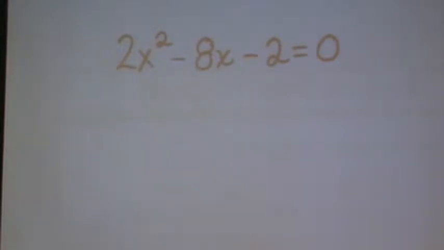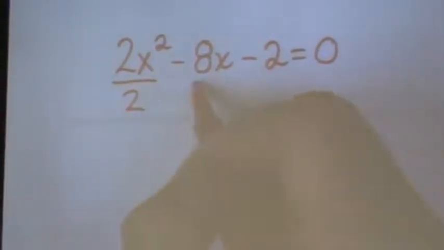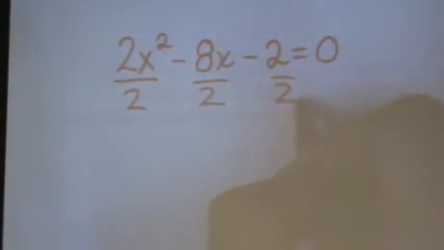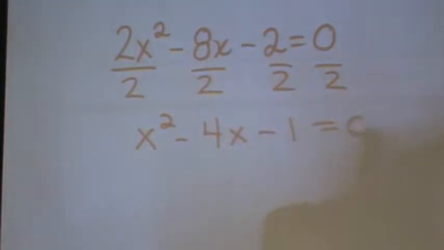What's the first thing you do to complete the square? You distribute. Get rid of the 2 so that's not anything. Get rid of this first. You want an A value of 1. So first divide everything by 2. So you get x squared minus 4x minus 1 equals 0.